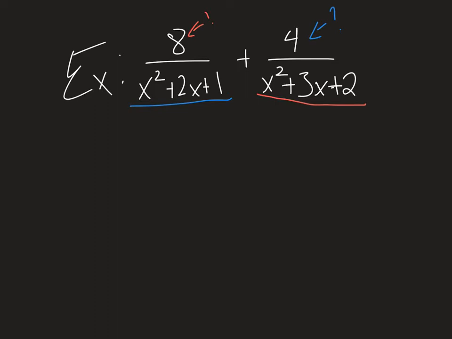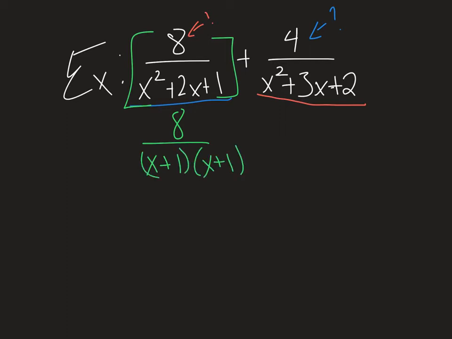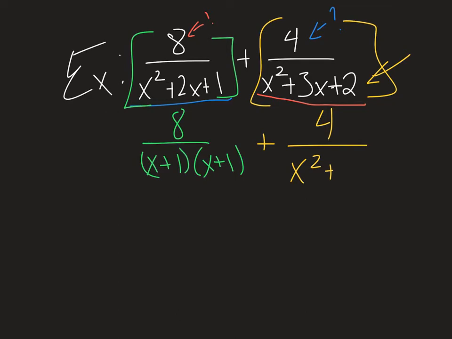If we have an expression like this, it's in quadratic form, so we can most likely factor it, especially since that's how most textbooks make these problems. So I'm going to rewrite this one on the left as 8 divided by x plus 1 times x plus 1. Then I'm going to look at this expression on the right. We'll keep the 4 as is. I'm looking at factors of 2 that add to 3. That would be x plus 1 times x plus 2.